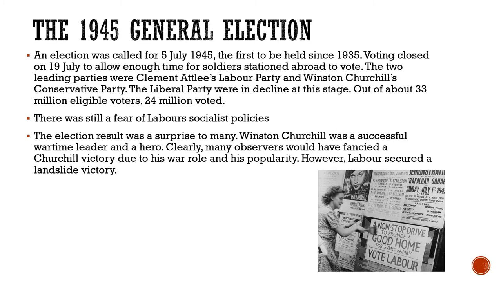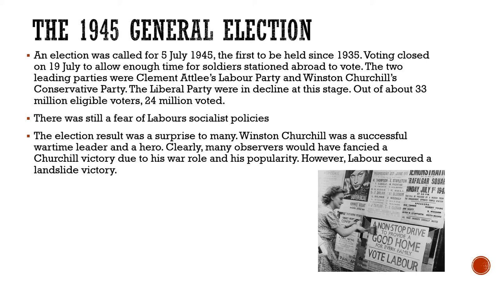There hadn't been an election in 10 years because of the Second World War. During the war there'd been a coalition government, with Winston Churchill at the helm obviously, but a mix of Labour, Conservative and Liberal politicians. They'd made a coalition to try and get them through the war. So they held an election on the 5th of July 1945. Voting closed on the 19th of July, a very long voting window to allow enough time for soldiers stationed abroad to send their votes.